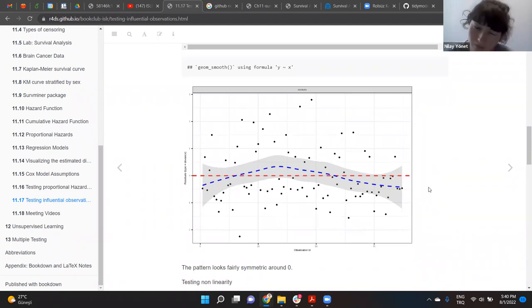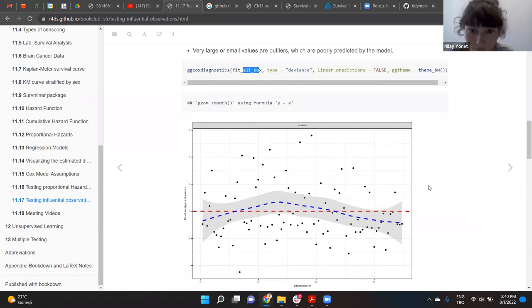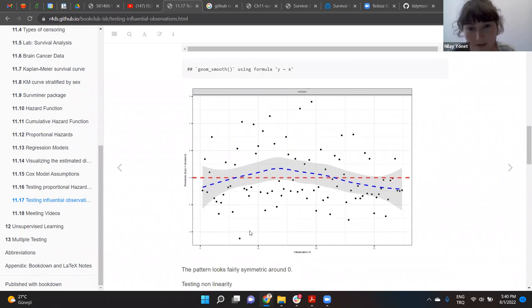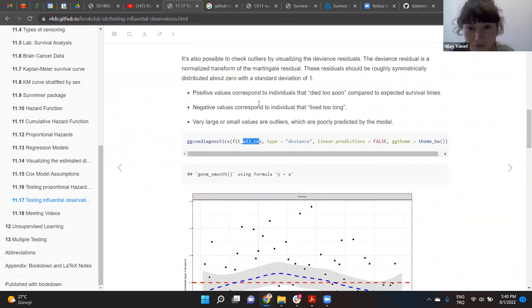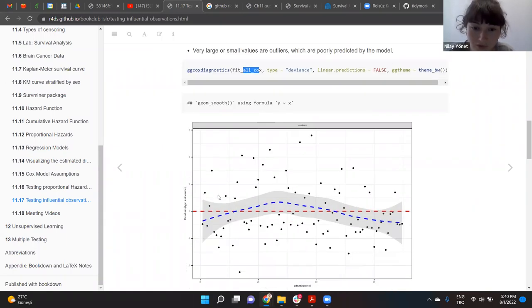Maybe it's okay. I would say that since it says positive values are individuals that died too soon, I don't think we can say directly that only the positives died too soon and are outliers. The observation IDs are not so far away from our line, not more than two or three standard deviations. They are still close, so we cannot say that they are outliers.